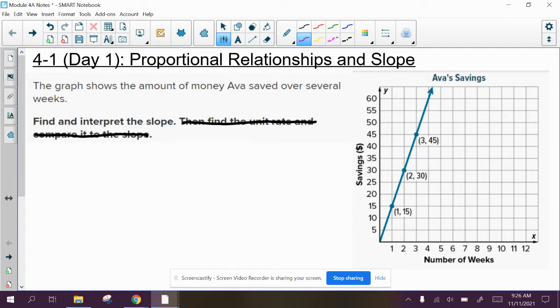Since we're about to do a lesson entirely with the slope formula, I'm just going to show the one way for graphing right now, and that is to count your rise over run. So your change of y over change of x is your rise over run.